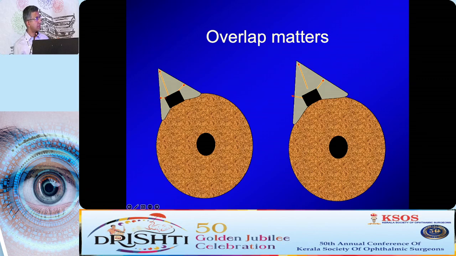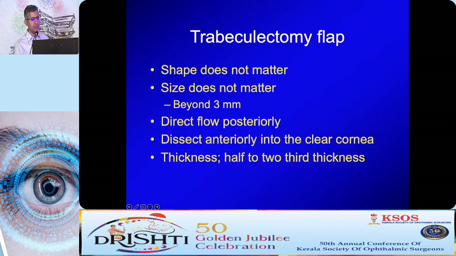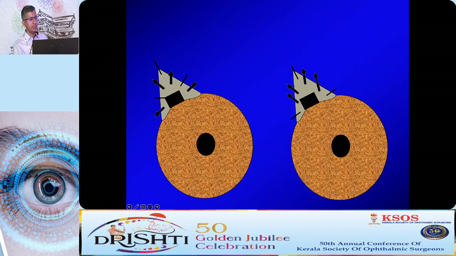That is, what is the distance between the edge of the ostium and the edge of the flap? If you have very little overlap, you'll need to put a tighter suture there. If you have a huge overlap, you can actually manage with a looser suture. And this is the only thing which really matters. You try and direct the flow posteriorly. You try and dissect anterior into clear cornea. This Kiran has already covered.